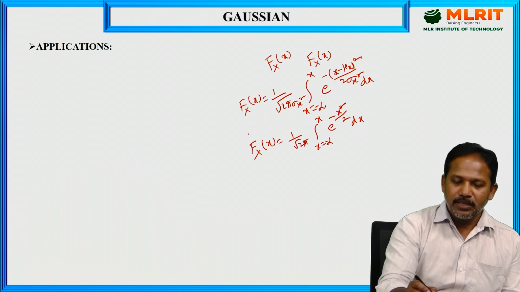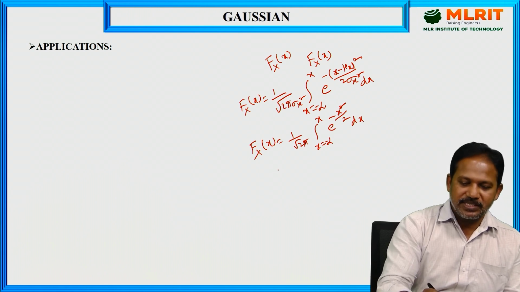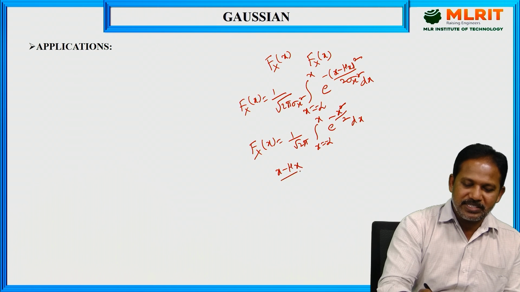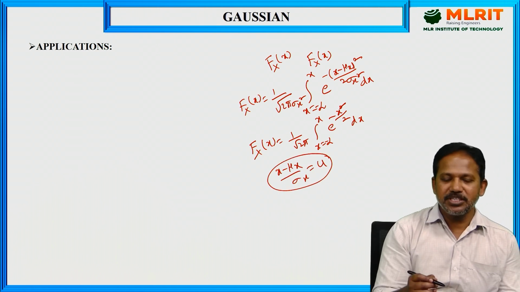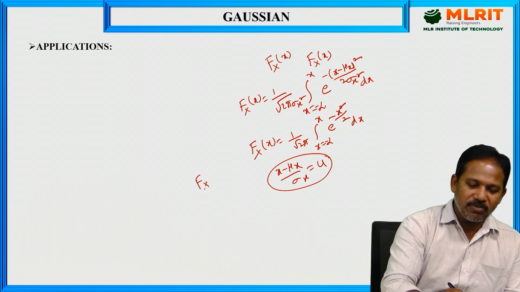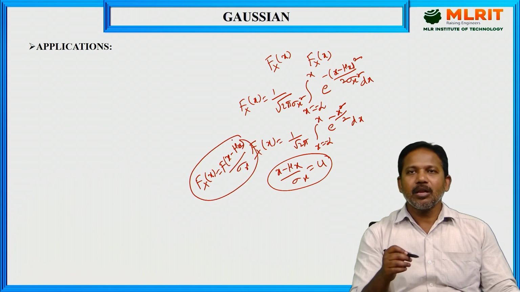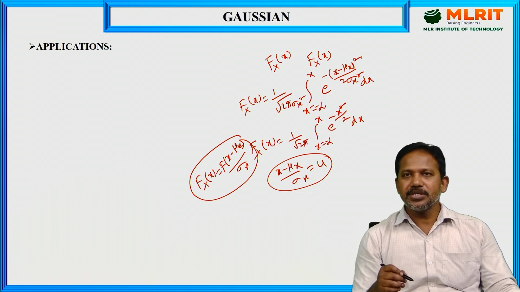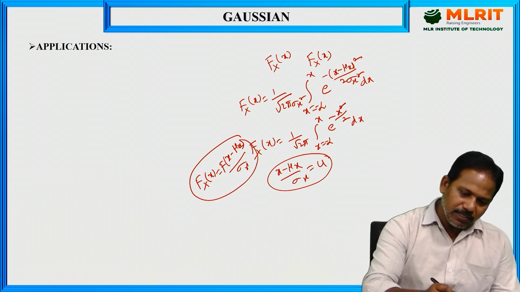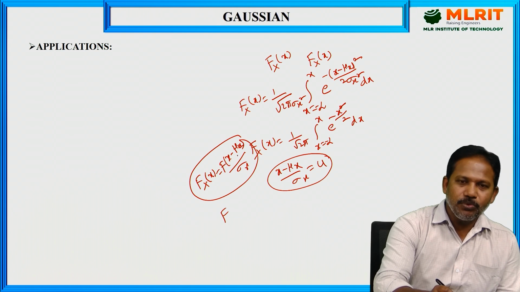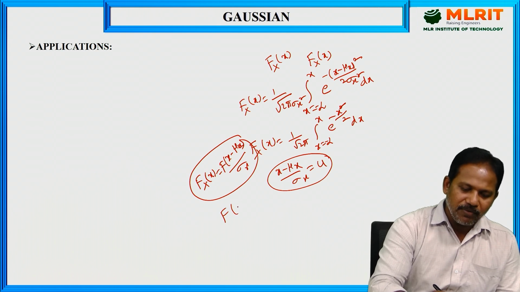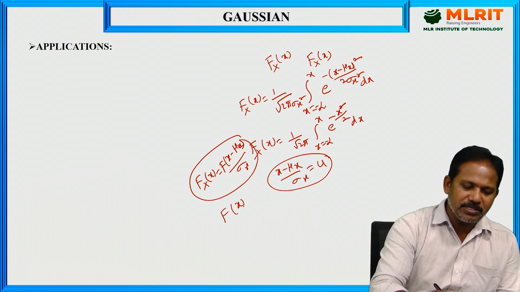So here, x minus mu x by sigma x, I am assuming as u. So I want to provide the relation between these two, that is Fx of x is equal to F of x minus mu x by sigma x. This is the relation between the normalized distribution function and the Gaussian distribution function. Here I get F of u. If u is taken as x, I already know F of x.